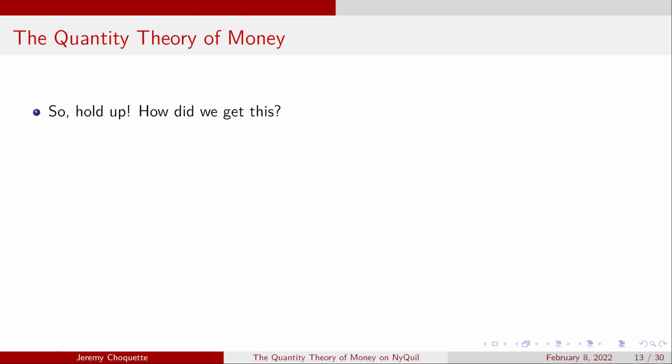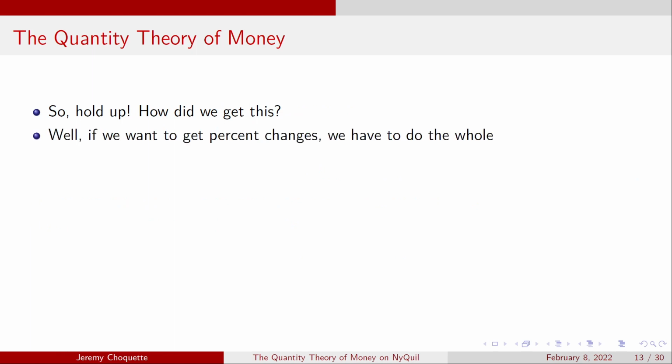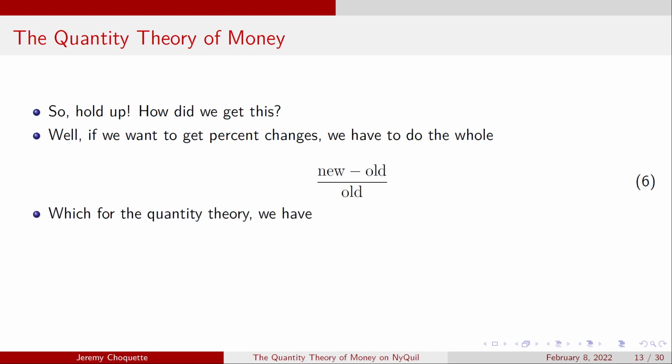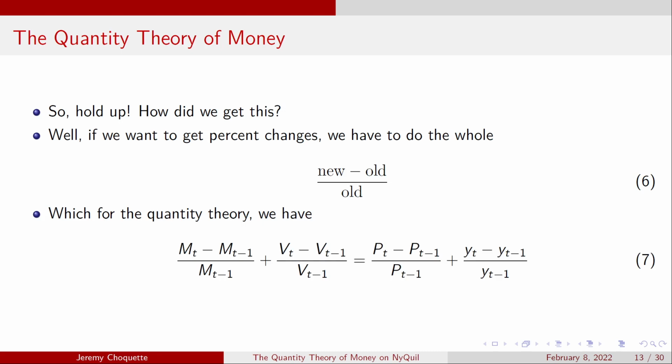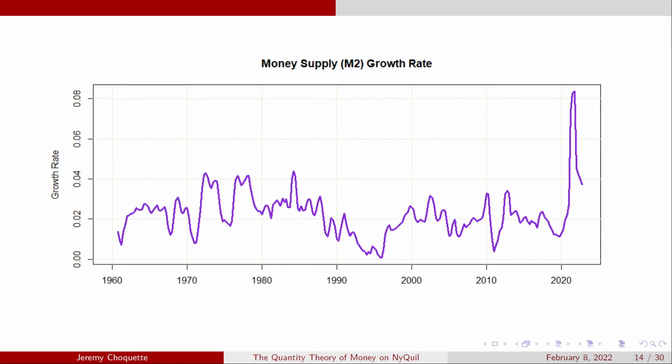So, all right, how do we get this? Well, if we want percent changes, we have to do the whole new minus old over old thing, which for the quantity theory of money, we would get this. Oh, excuse me. So we get this right here. This is for the quantity theory of money. We just basically convert everything into percent changes.